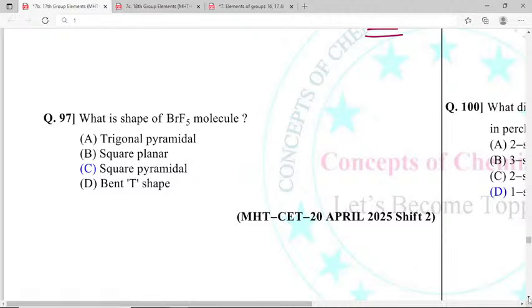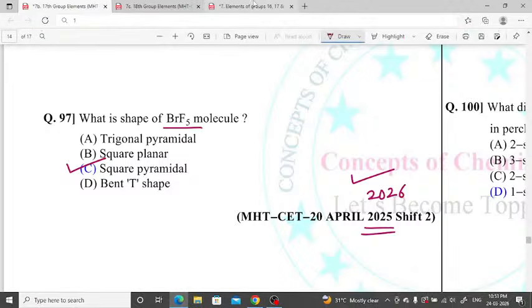What is the shape of BrF5? Square pyramidal. So many times the same question was asked in 2025. The same question is repeated in 2026 also. 2026: what is the shape of the BrF5 molecule? Bromine pentafluoride. Okay, please mention how many times the question repeats. Question number 97. So many times.